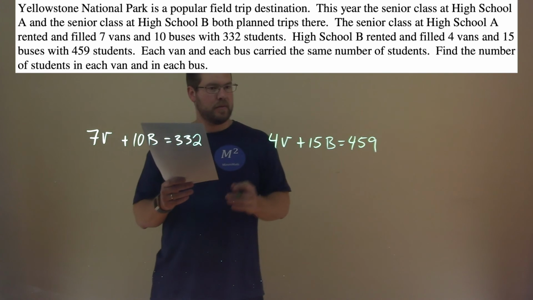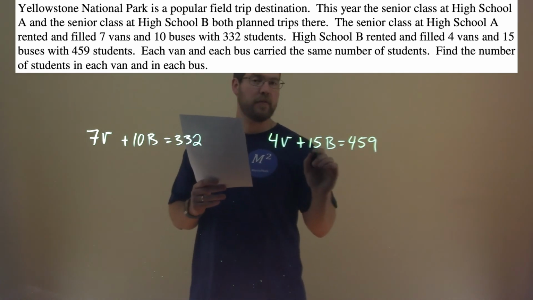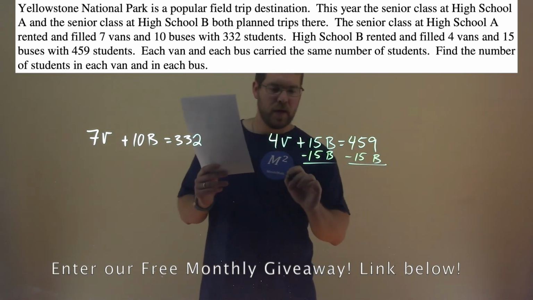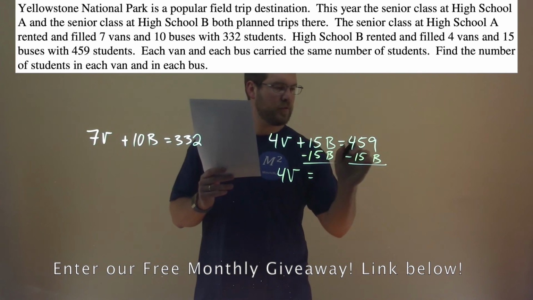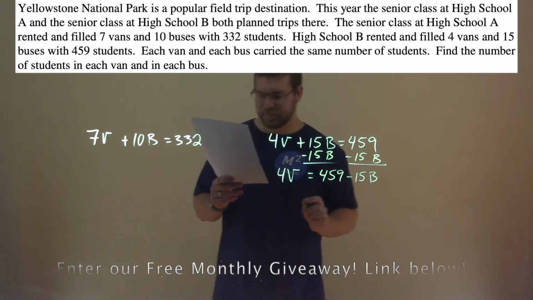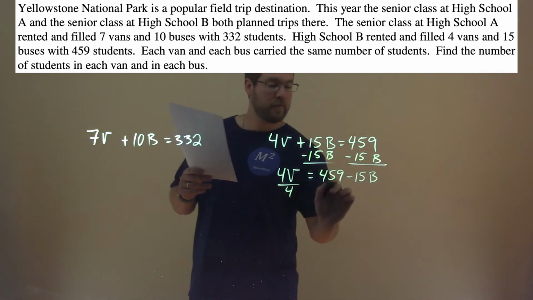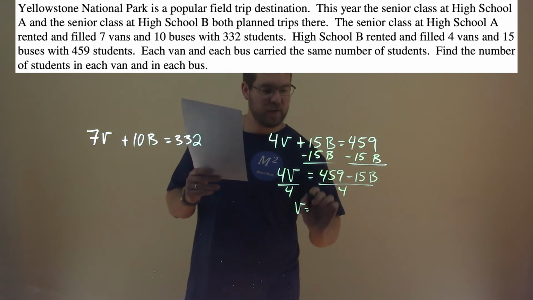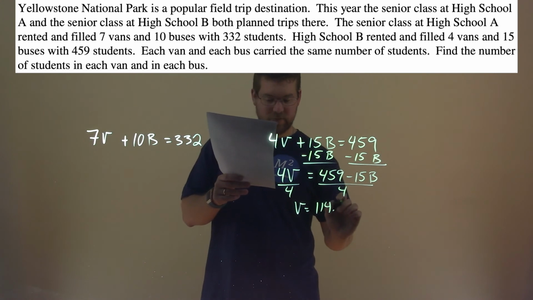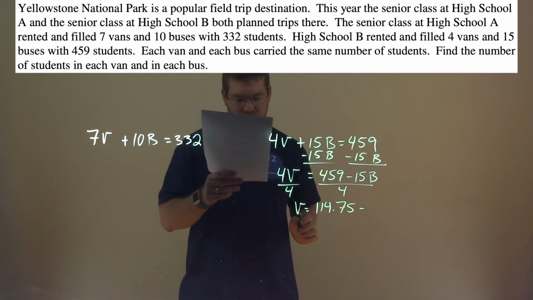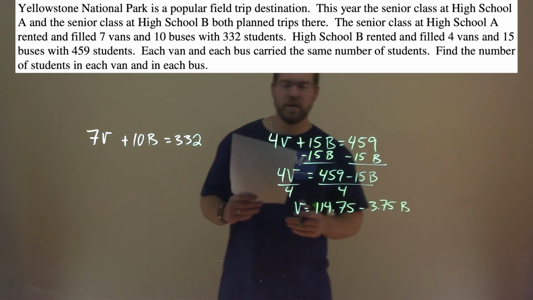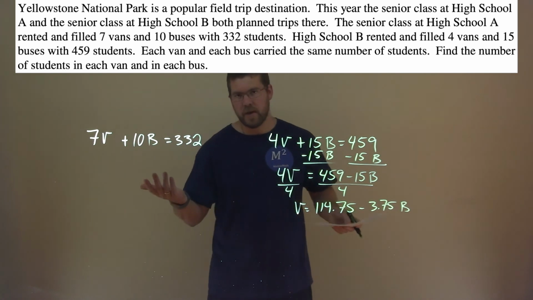I'm going to do this one by substitution. I'm going to get this v by itself first. So I subtract 15b from both sides. And we have 4v equals 459 minus 15b. Divide both sides by 4 here. And v equals 459 divided by 4, which is 114.75, minus 15 divided by 4, which is 3.75b. Don't be afraid of the decimals. Same process as always, just with decimals.